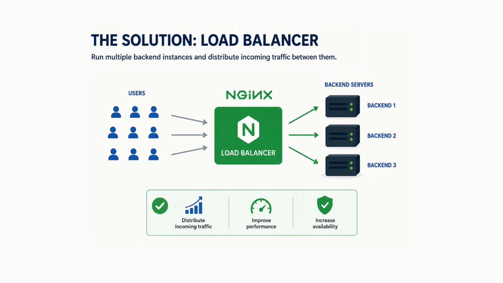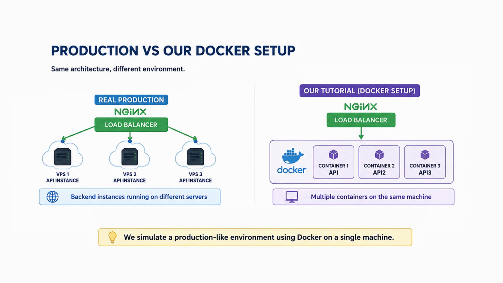A load balancer sits between the user and our backend servers. It receives incoming requests and decides which backend server should handle each request. By doing this, we can distribute the traffic between multiple backend instances and improve the availability of our application. In a typical production environment, these backend instances would usually run on different servers, different VPS, and Nginx distributes the incoming requests between them. However, creating 3 VPS servers just for this tutorial does not make much sense.